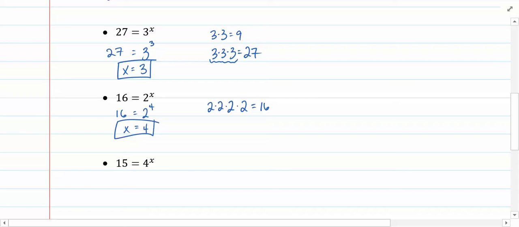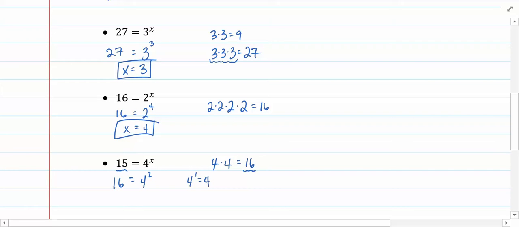Let's try one more. 4 to the x power equals 15. Well, 4 to the first power is just 4. 4 to the second power would be 16. How would we get 15? I can't raise 4 to the second power. That would equal 16, and that's too much. I can't stay with 4 to the first power. That wouldn't be enough. 4 to the first power is only equal to 4.